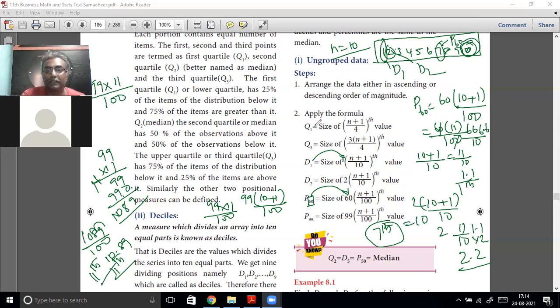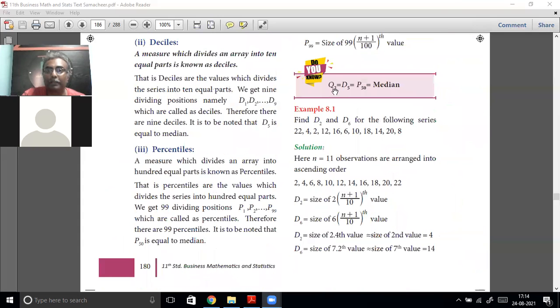Now let us clear all this. Actually Q2 is equal to D5 is equal to P50. All are the median. You don't need to say them separately. If D5 is asked, find the median. If P50 is asked, find the median. If Q2 is asked, find the median. All the same.